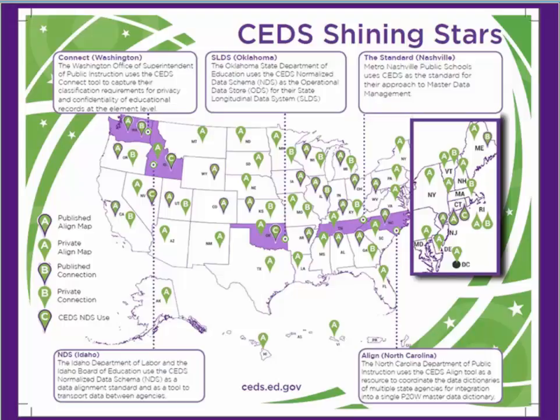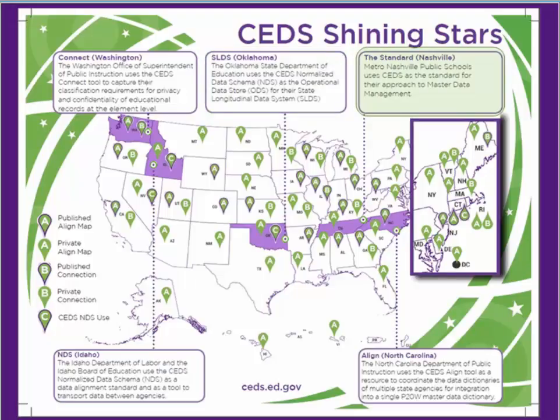And throughout this year, we're actually going to be building out several connections related to questions that states are asking about data they have. And taking a closer look at the map and looking at what different stakeholders are doing, Washington, the state of Washington, used the CEDS Connect tool to capture their classification requirements for privacy and confidentiality of educational records at the element level. Oklahoma is implementing the CEDS Normalized Data Schema as their operational data store for their state longitudinal data system.